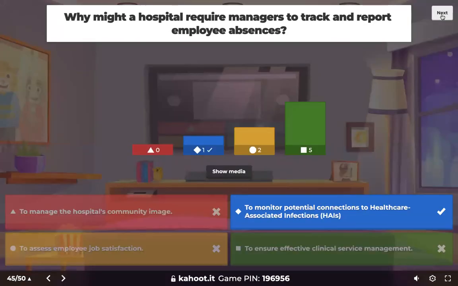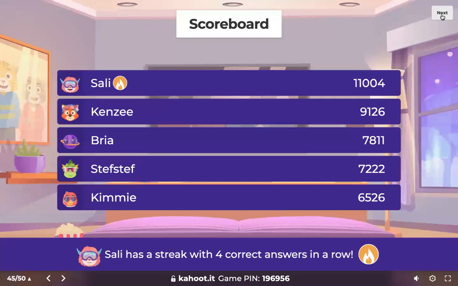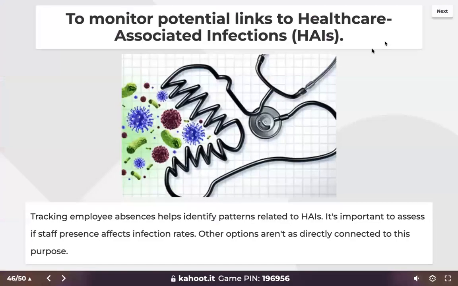All right, it looks like one person got it right. It is to monitor potential connections to healthcare associated infections. Let's see what happened to the scoreboard. Let's dig a little deeper. So tracking employees' absences helps identify patterns related to healthcare associated infections. And this is important to assess if staff presence affects infection rates. So yes, they want you to be there on time so that they know that you're there to work, but there's other things that they're tracking, right? Especially in the clinical setting, such as infections.